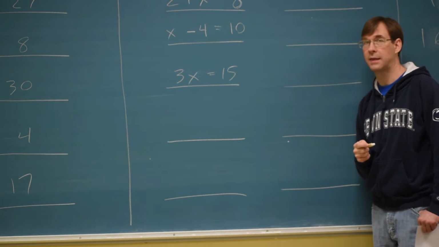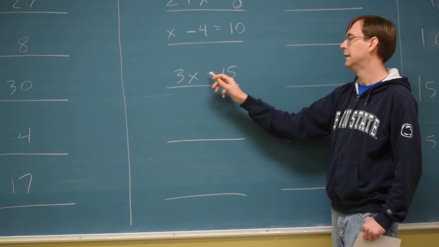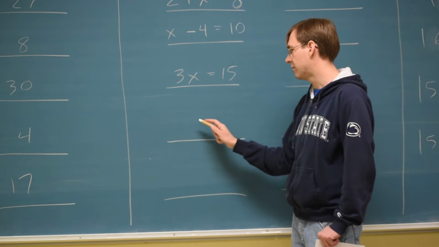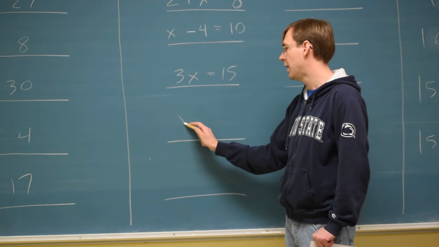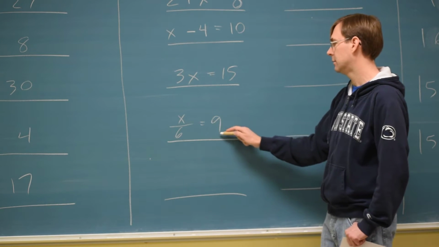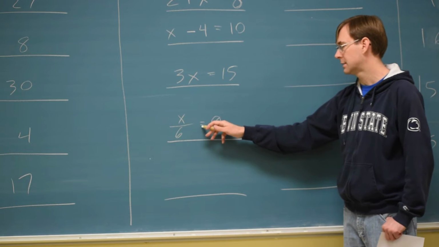So I would do a problem like that. Product means multiply. The product of 3 and a number is 15. To divide, I could do a quotient kind of phrasing. The quotient of a number and 6 is 9. So quotient means divide. Quotient of a number and 6 is 9.